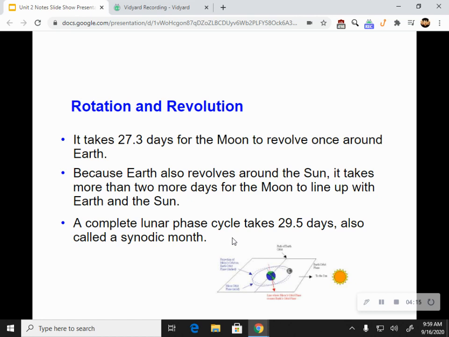But for the phases, one synodic month takes 29.5 days. Because the Earth also moves around the sun, it's going to show different things. It takes 2 more days for the moon to line up with the Earth, moon, and sun than it does for the moon to revolve around the Earth. So based on the sunlight we receive, we see different lunar phases. This is your synodic month.